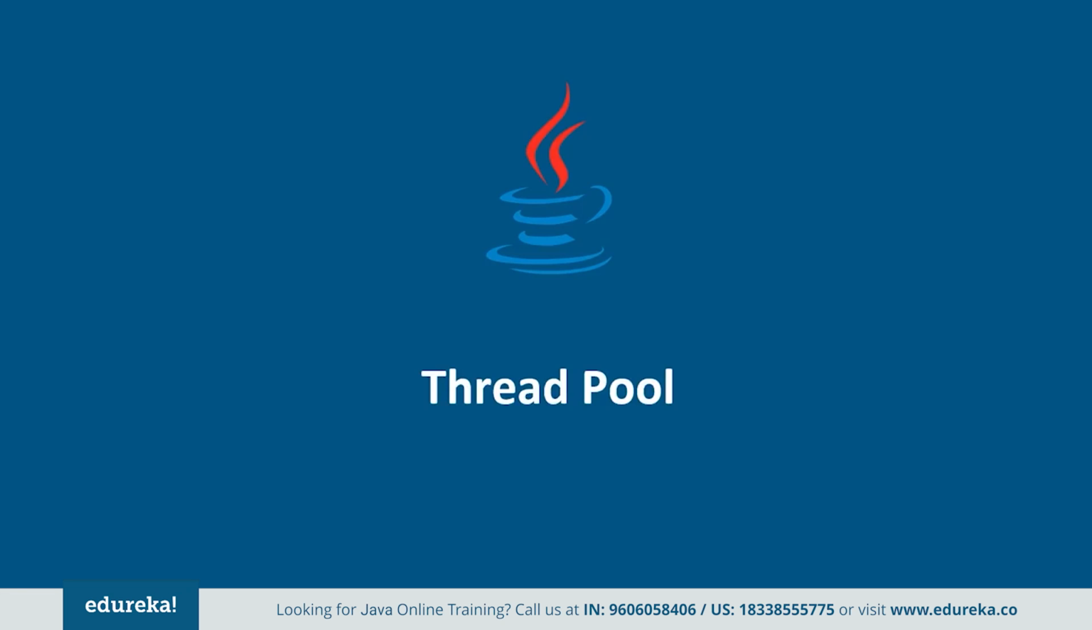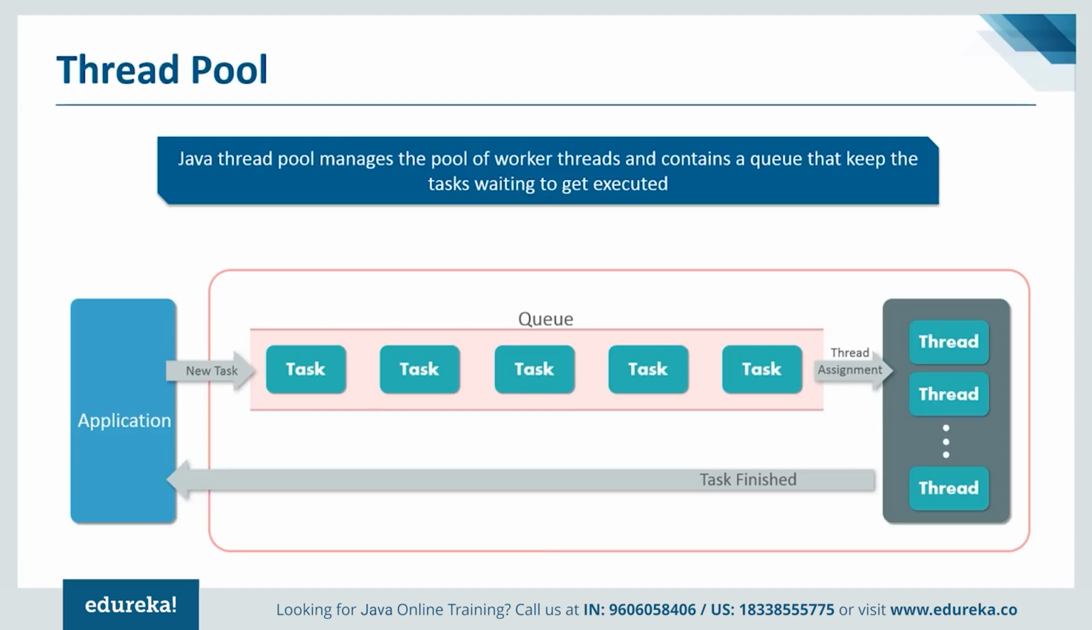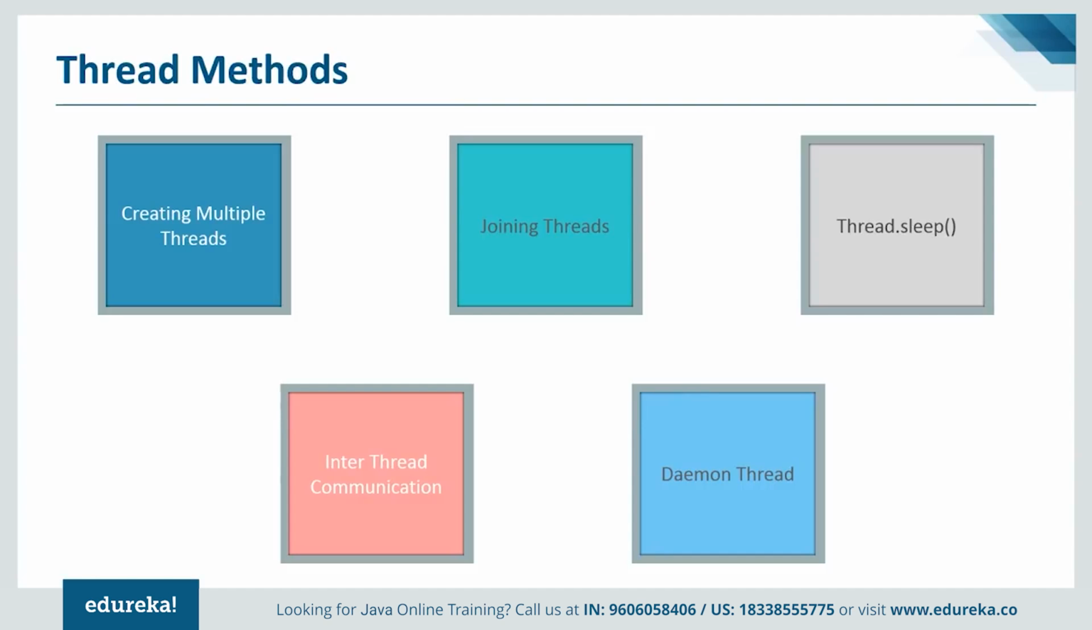In a similar way, we have something known as a thread pool, right? A thread pool will manage a pool of worker threads and contains a queue that keeps the tasks waiting to get executed. So there will be a queue now. We will have a lot of tasks for the application which we have to do, and a pool can be maintained for these threads, which will be executed automatically by this API called thread pool. So explore this part.